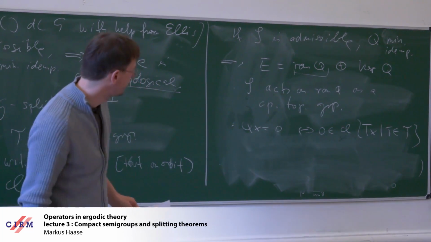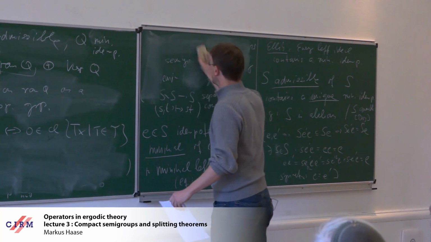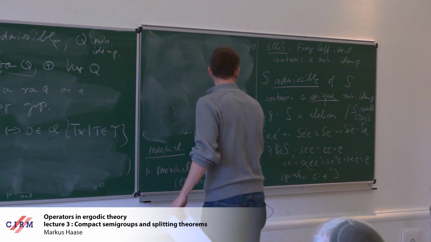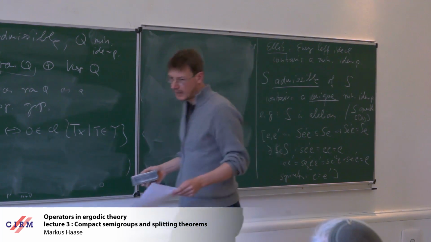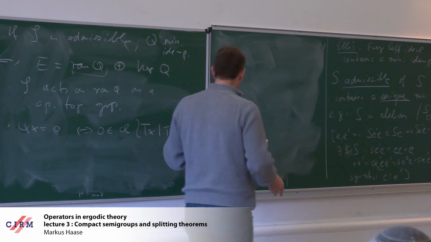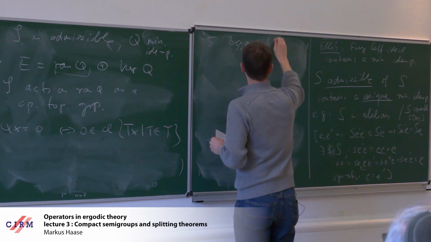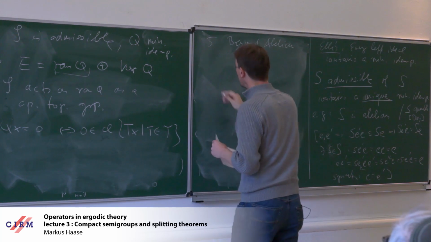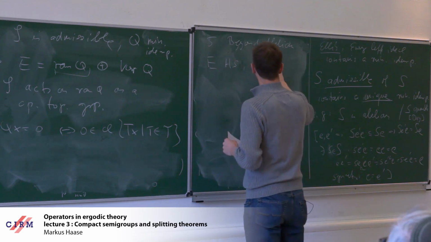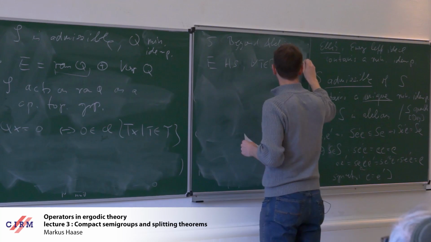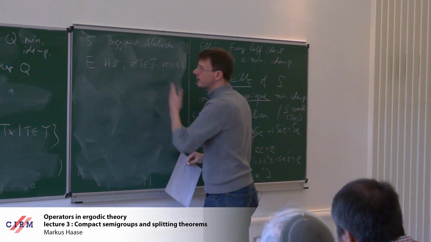Let me say some words about going beyond abelian semigroups. I told you that abelian semigroups are always admissible, but in some cases even non-abelian, even non-amenable semigroups are admissible. And here also Hilbert spaces save the day. So what can we say? Suppose E is a Hilbert space, and for every T in the semigroup, T is a contraction. An operator with norm less than or equal to one is called a contraction. So this is a contraction semigroup.